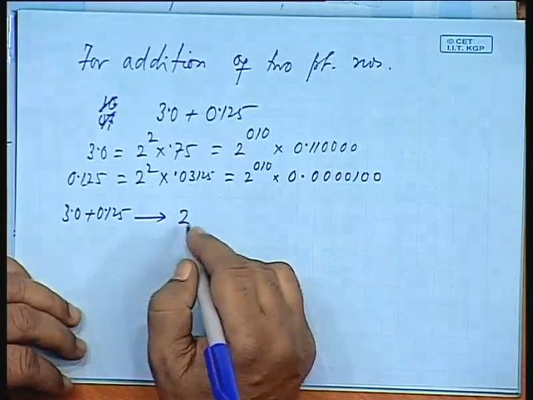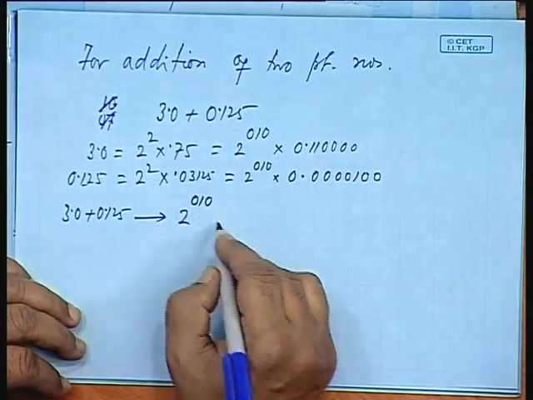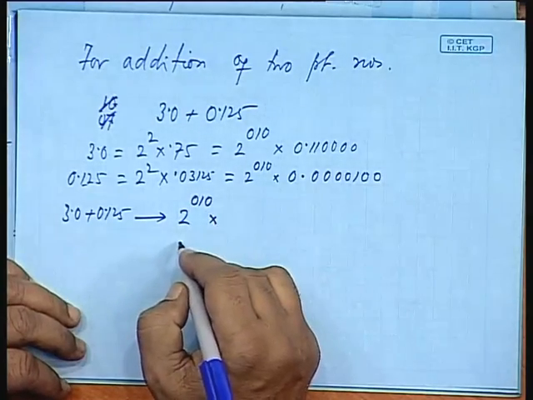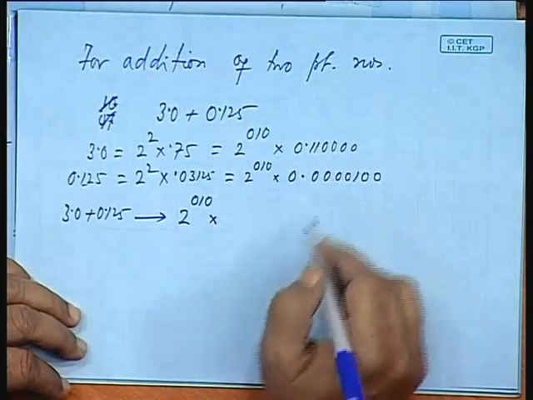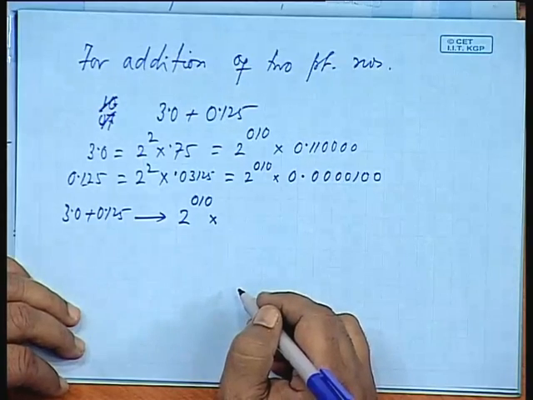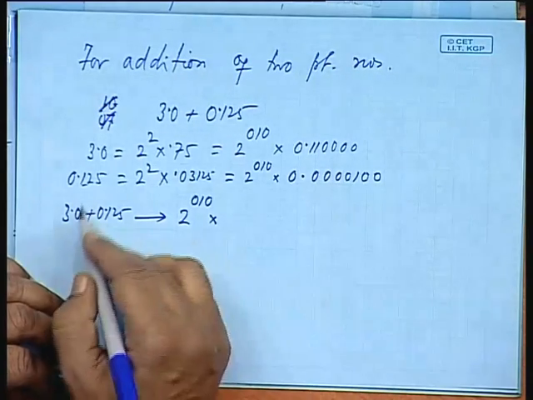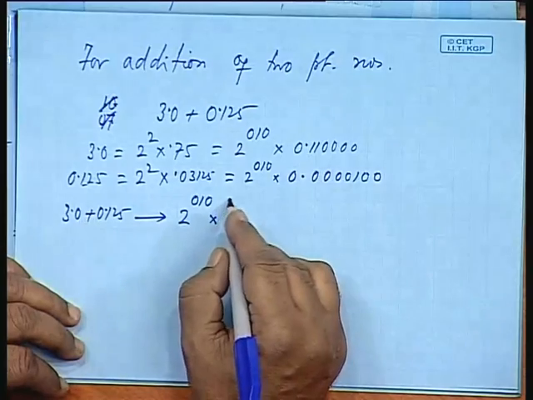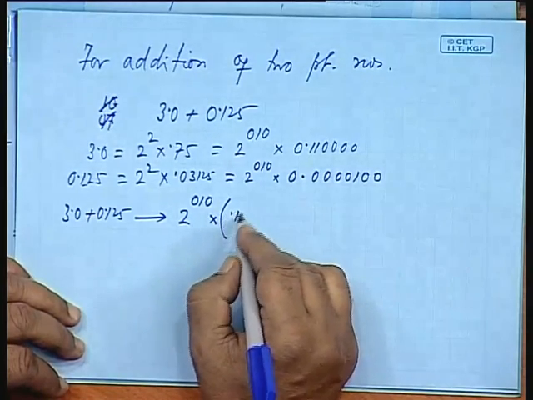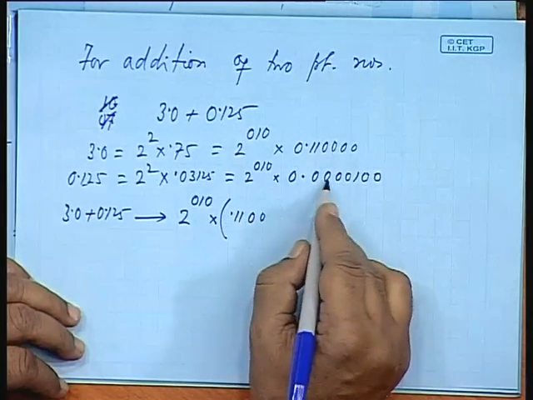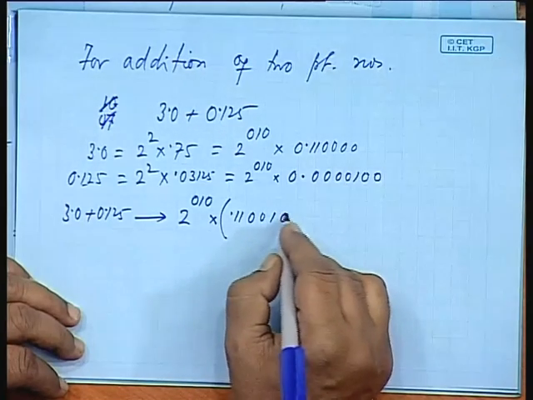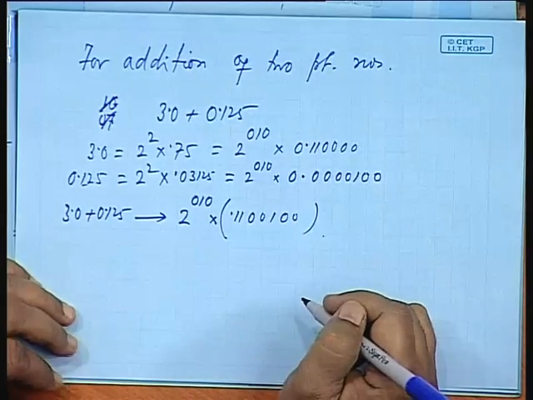So, if you add 3.0 plus 0.125, that gives me, correct me if I am wrong, 0.125 by 4. So, this will be 2 to the power 010 into, sorry, this is sum. So, this will give me 0.1100 1100 100.